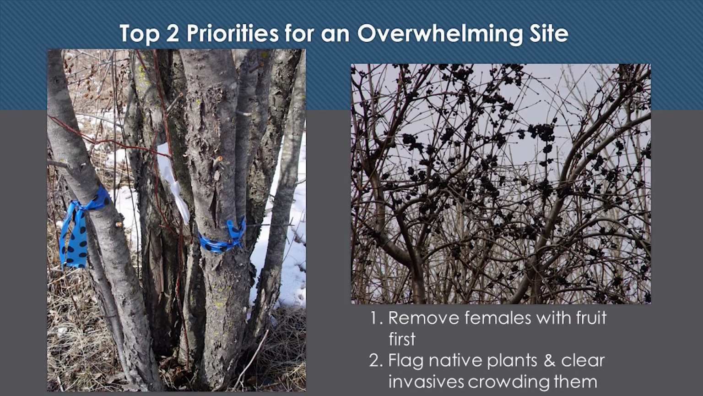So I put these little ribbons around with the dots on it because that's a female. That signifies berries. And the top priorities, 2 equally important top priorities, is to kill the females first because you don't want them to keep producing any more fruit. And then you got to find the native plants and you got to label them somehow. And then you got to clear around those and protect them.